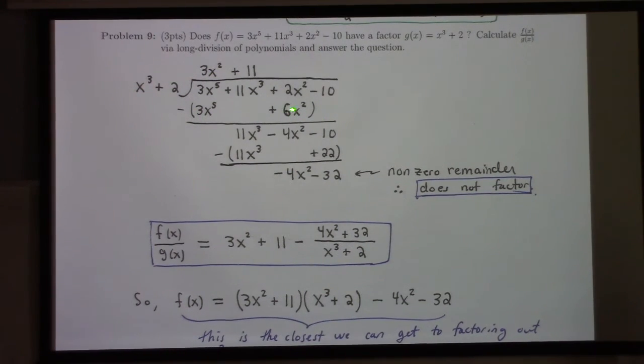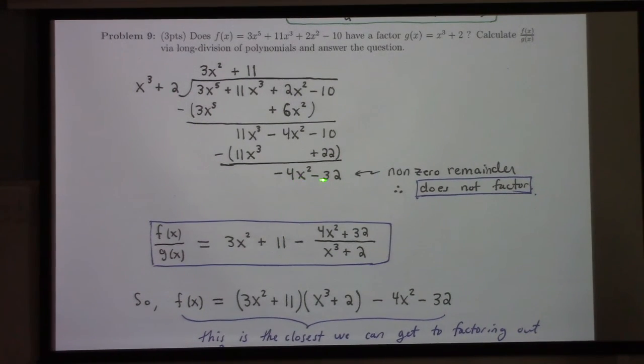Then I subtract. I bring down 11x cubed. 2 minus 6 is minus 4. Minus 10 comes down. How do I get 11x cubed from a multiple of that? Plus 11. That brings down 11x cubed and the 22. I subtract. The 11x cubed terms cancel. Minus 4 comes down. Minus 10 minus 22 is minus 32.